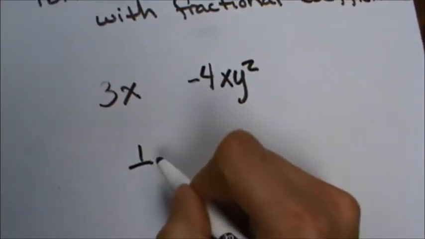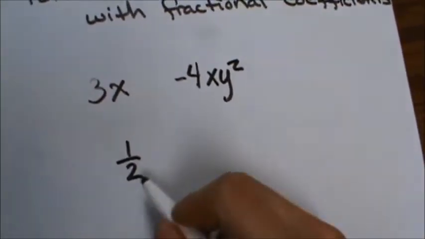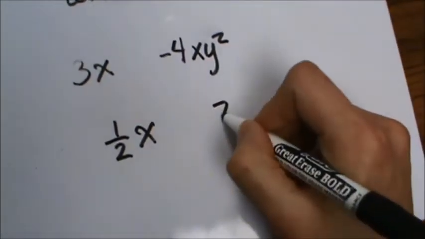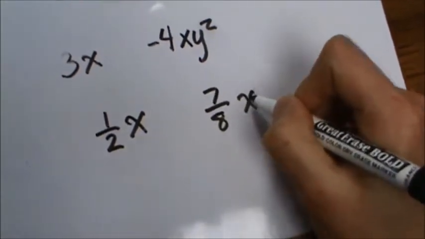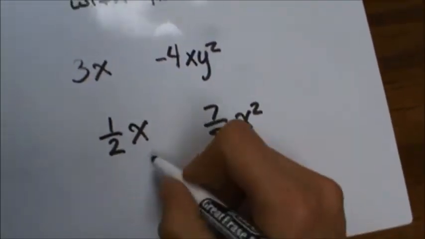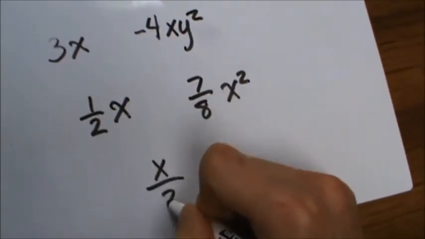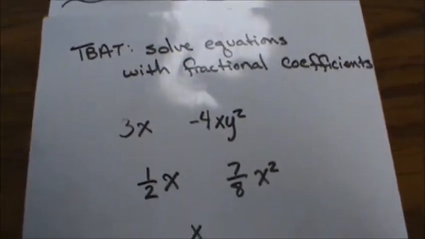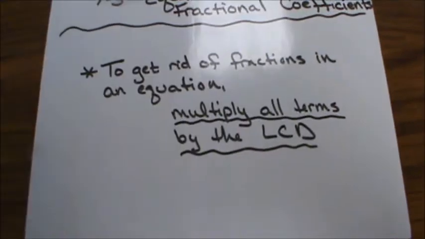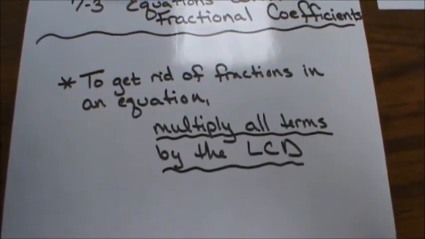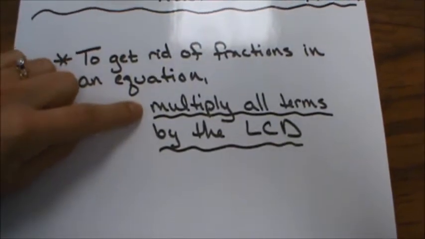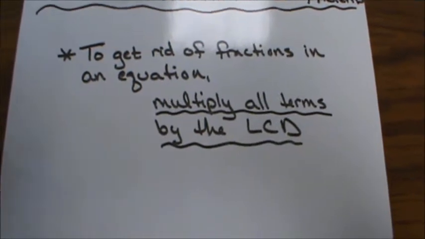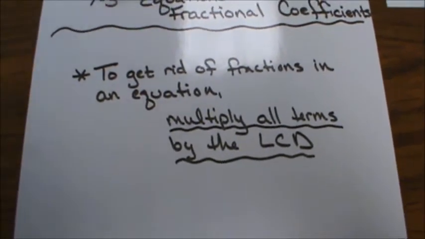In this chapter we're going to have terms that have fractional coefficients like 1/2 x or 7/8 x squared. And sometimes they're written as fractions where you would have like x over 2. Those kind of terms are what we're dealing with in this section. In order to get rid of those terms, you're going to get rid of the fractions of an equation by multiplying all terms in that equation by the LCD. If you look at all the fractions, figure out the LCD, multiply by that number, and you should have no more fractions left.